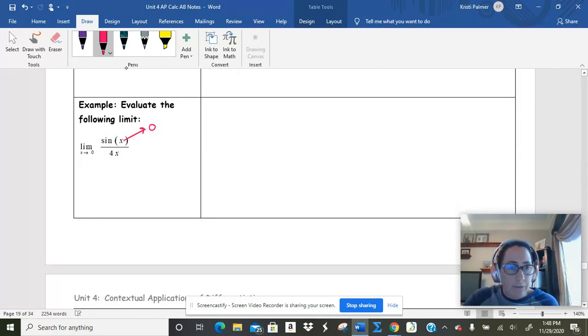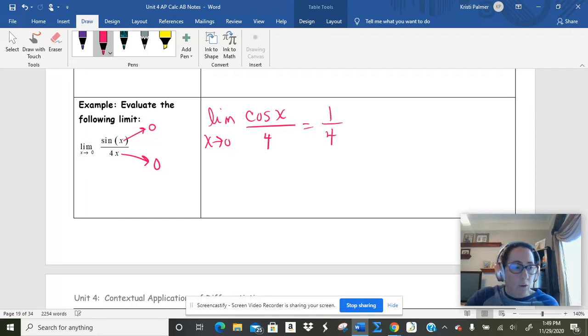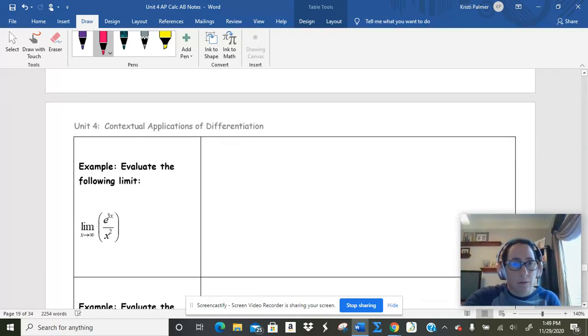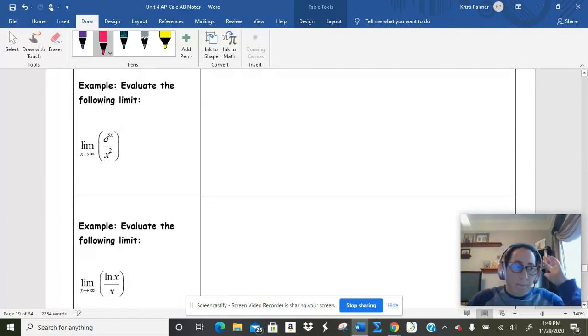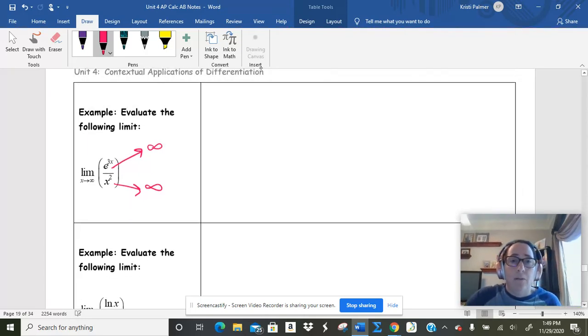Okay, let's try the next one. Sine of 0 is 0, 4 times 0 is 0. Indeterminate form, so I get to apply L'Hopital. Cosine of 0 is now 1 over 4. Okay, let's look at this guy. E to the infinity is infinity. Infinity squared is infinity. I can clearly see that this is an indeterminate form now, so I'm going to use L'Hopital.